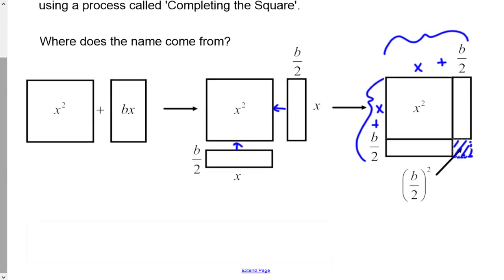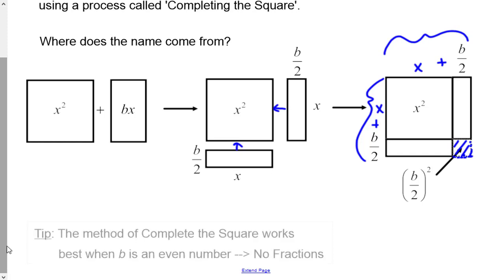One last thing I want to mention is that completing the square, because of this value b divided by 2, is going to work best when b is an even number, so that you're less likely to run into fractions. Okay, let's go on to the next step, which illustrates a process.